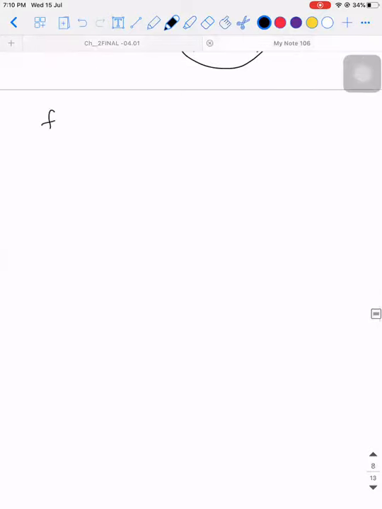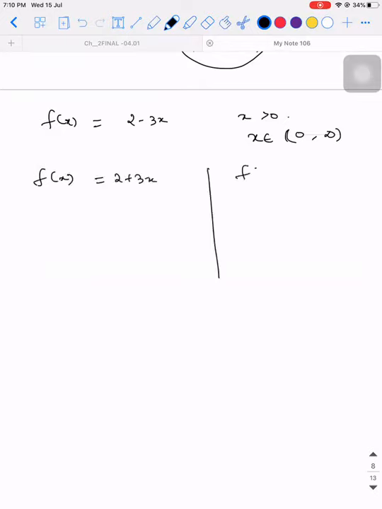So what is the question? f of x is given as 2 minus 3x, correct? So x is greater than 0 and all real numbers. So x belongs to 0 to infinity. This is what we are trying to say. So I will write down the difference and show you. It is 2 plus 3x and f of x is equal to 2 minus 3x.